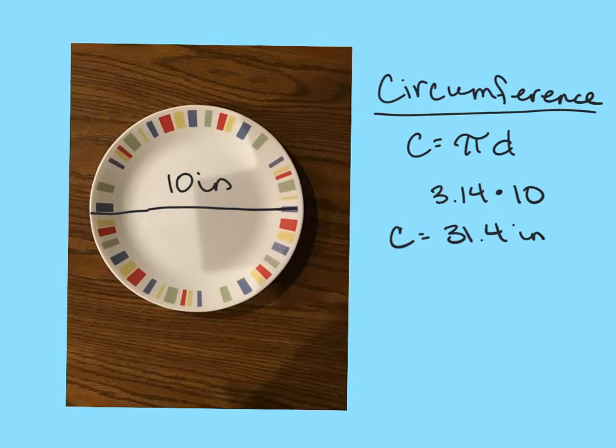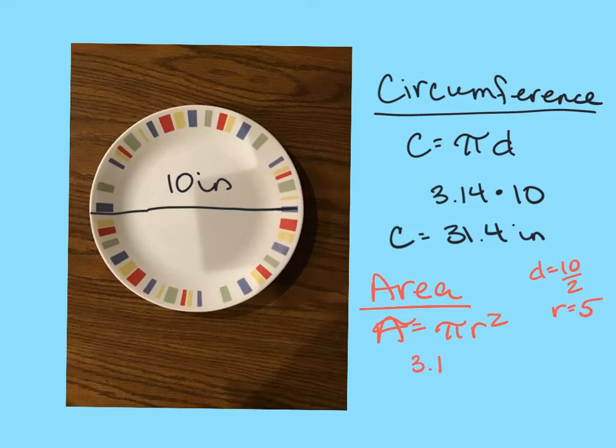Then I found the area. To find area, I used area equals pi r squared. My diameter is 10. I divided that by 2, so my radius was 5. So I did 3.14 times 5 times 5, which gave me 78.5 inches squared.